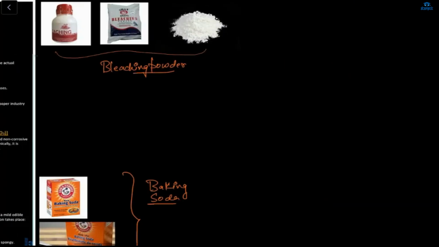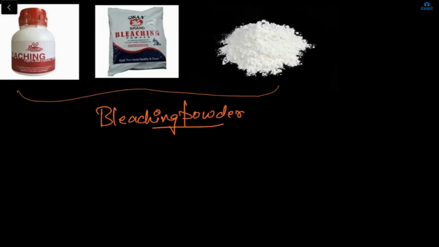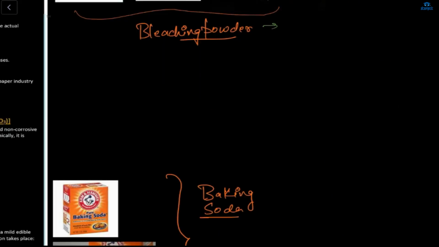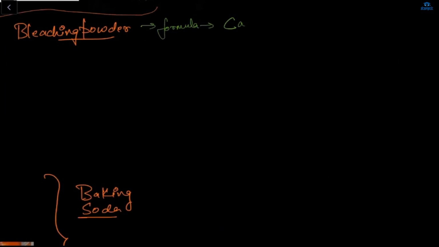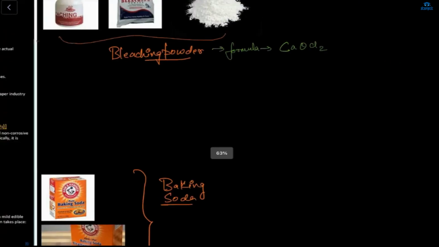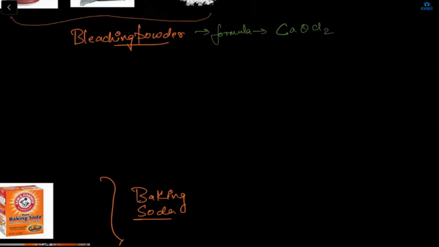Okay, so first let me write. What was the formula of bleaching powder? Tell me. Sodium, no, calcium oxychloride. CaOCl2, right? Calcium oxide. Yeah, good. So this is the formula of bleaching powder.